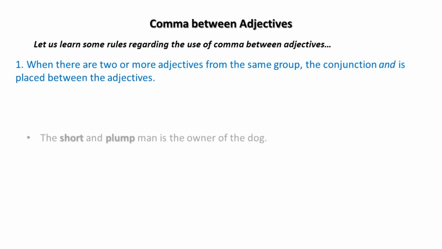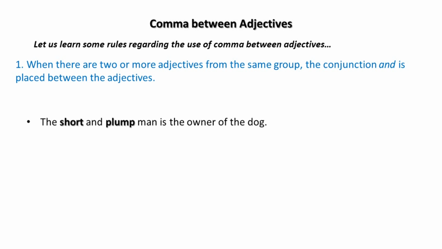Look at these examples. The short and plump man is the owner of the dog. In this sentence, short and plump, both adjectives that describe the noun man, are from the group size. So we can use and in between both these adjectives, short and plump.